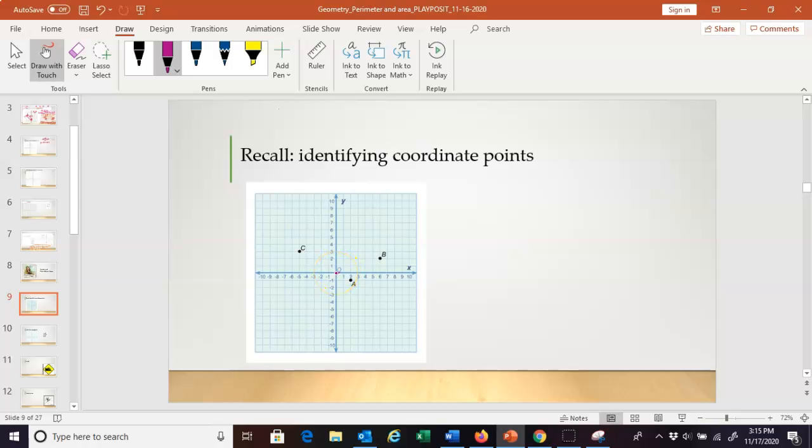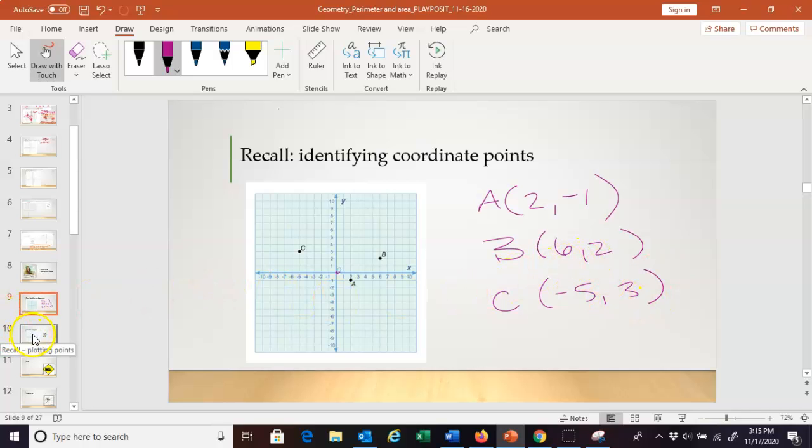So A, let's find A. A would be over 2 and down 1. So coordinate point A is (2, -1). Just reviewing, making sure that you guys remember how to find those coordinate points. Coordinate B would be 6 over and 2 up. And lastly, C would be (-5, 3). So just remember that you go in the x direction first and then the y direction.